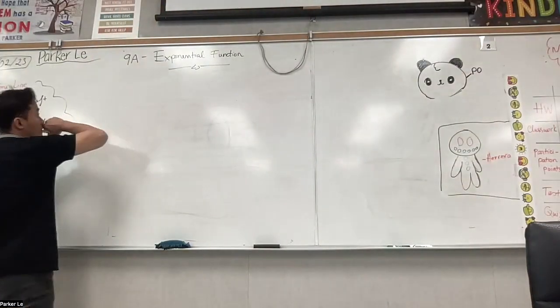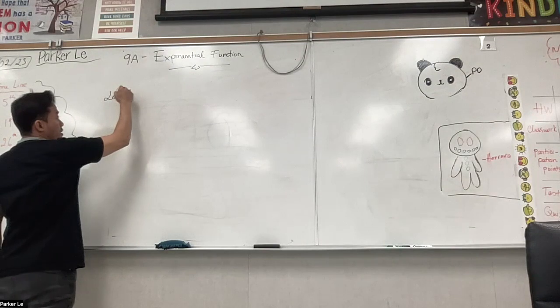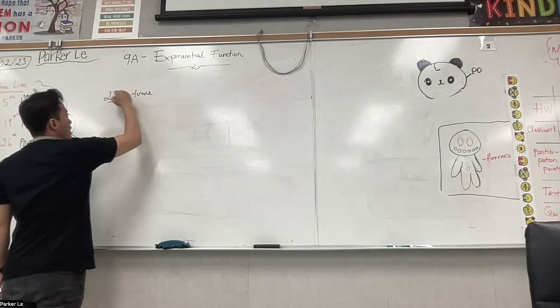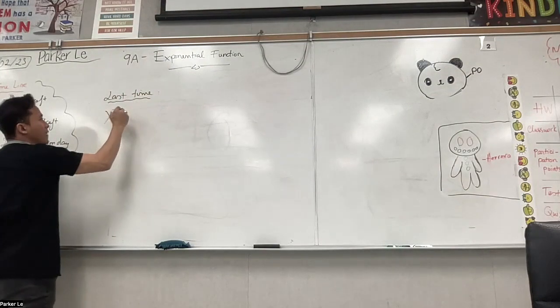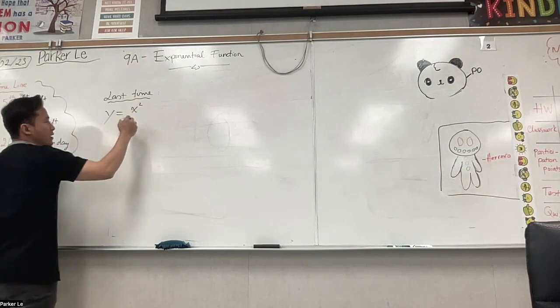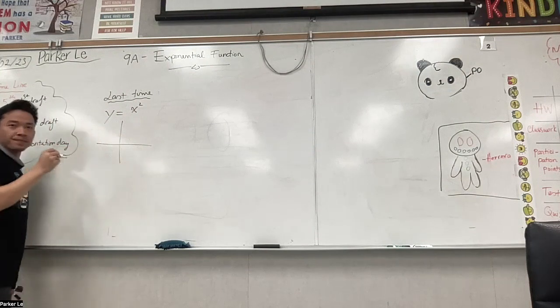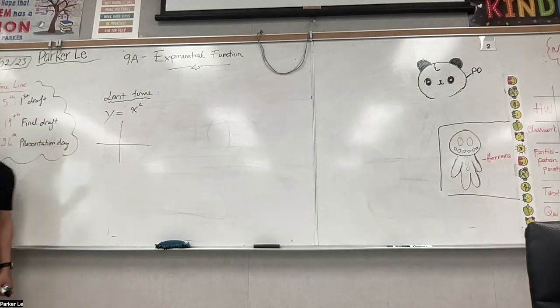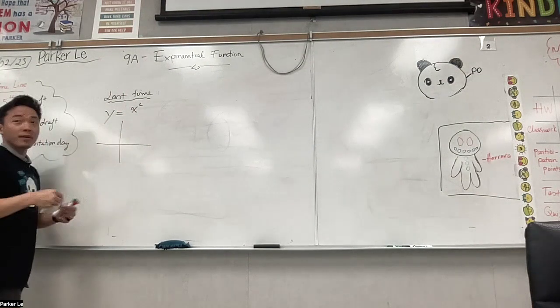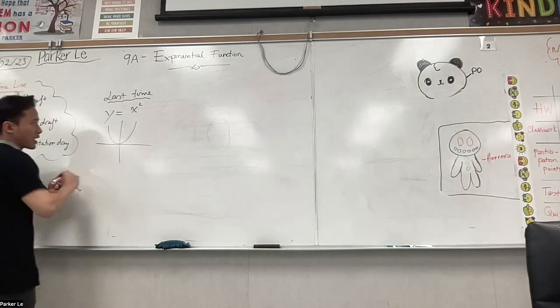All right, lesson 9A, exponential function. Last time, like last year actually, we learned about parabola, right? What does it look like? Umbrella? A U, right? The name is parabola, like this. So that's what we learned.